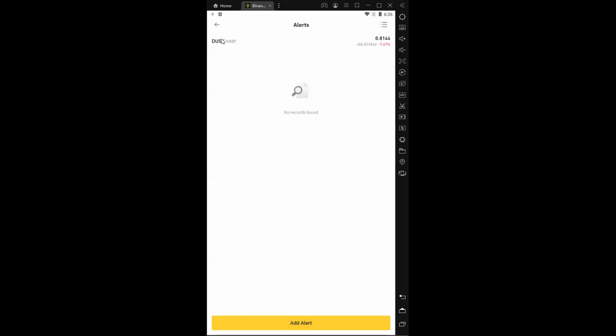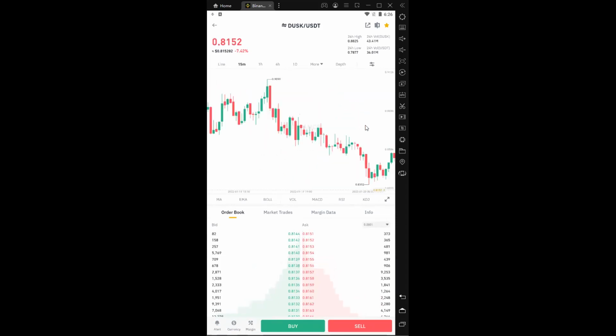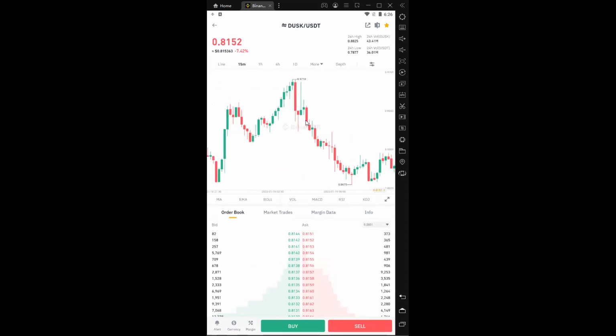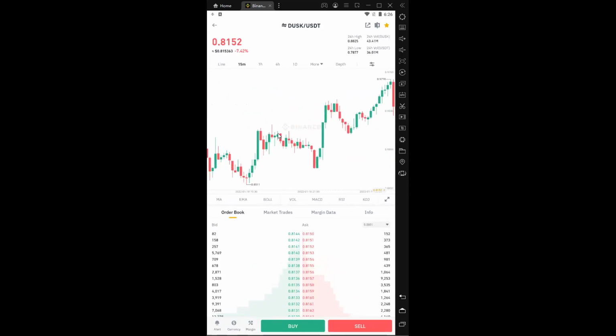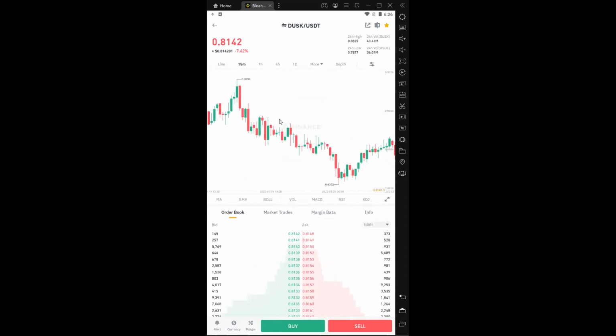So lastly, let me quickly explain these charts. When you see an interface like this, this is the chart. When I was talking about technical analysis yesterday, this chart is showing the history of this particular coin since inception, or since it was listed on this exchange site.